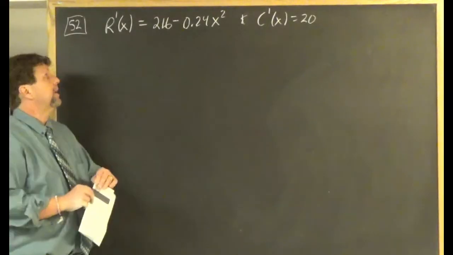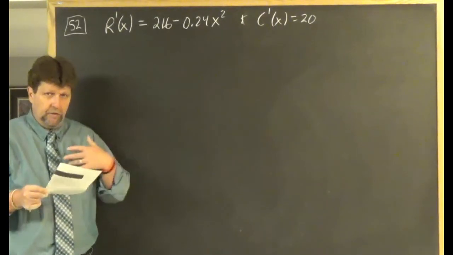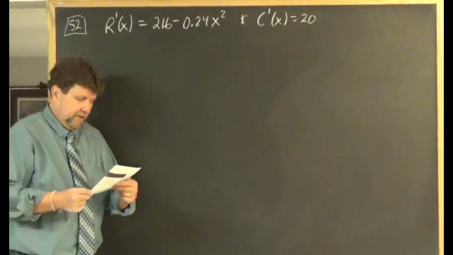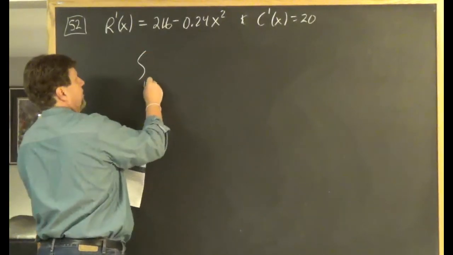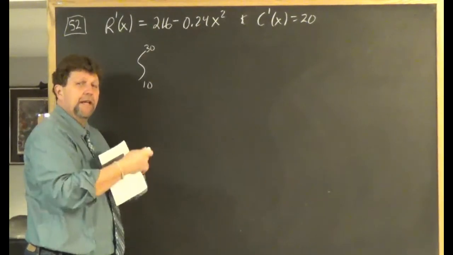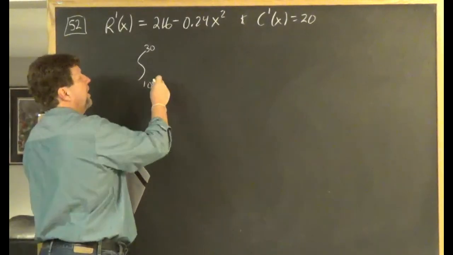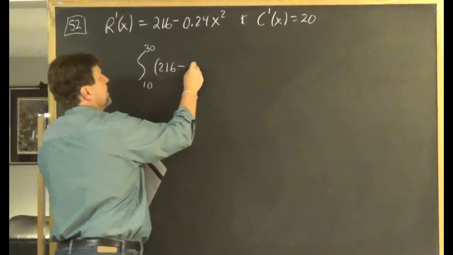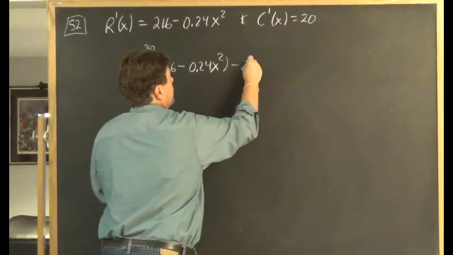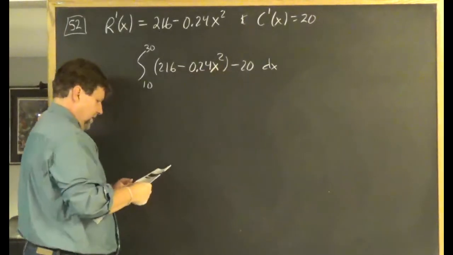All right, number 52, you were given a marginal revenue function, a marginal cost function, and you were asked to find the total profit from selling 10 to 30 units. So you're integrating from 10 to 30 marginal profit. That's a rate function. Integrating a rate function gives you a total. Marginal profit is 216 minus 0.24x squared minus 20. Marginal profit is marginal revenue minus marginal cost.